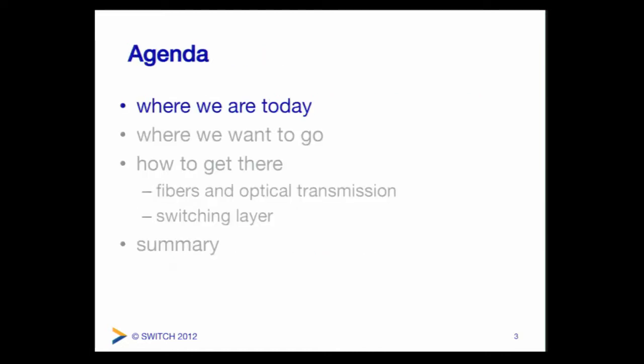I'd like to start with a little bit on the network like it is today, how we built it in the last 10 years, the goals, and the ways we want to achieve these goals on the lower and IP layer.